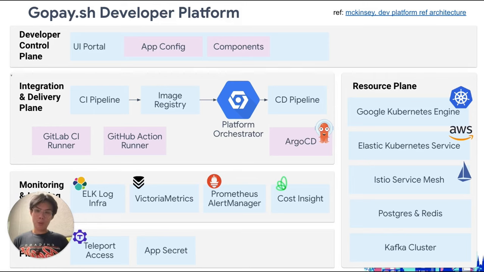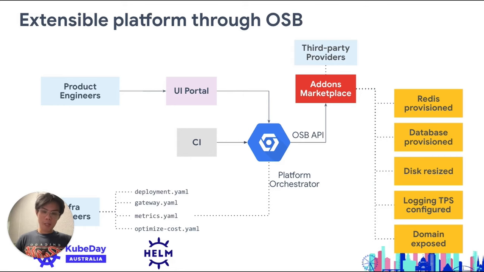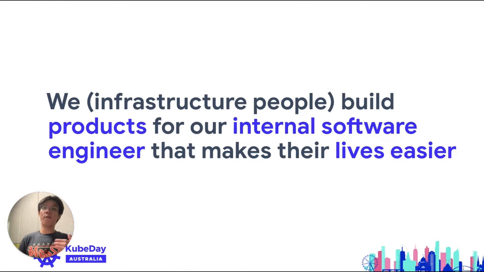When they create an application on the platform, it also comes with observability like logging, metrics, and tracing, and so on. And then the platform enables all of the other corresponding teams to offer their product suite to the platform using the OSB, Open Service Broker. So essentially, I think of the platform as: we infrastructure people build products for our internal software engineers to essentially make their lives easier.